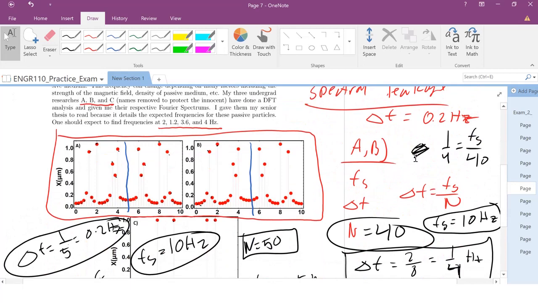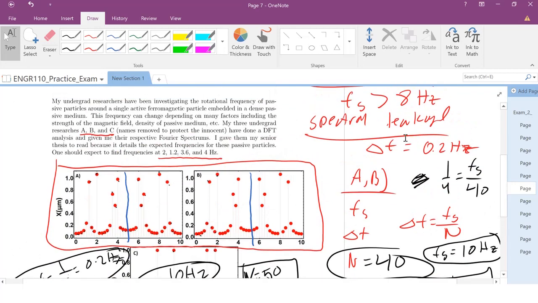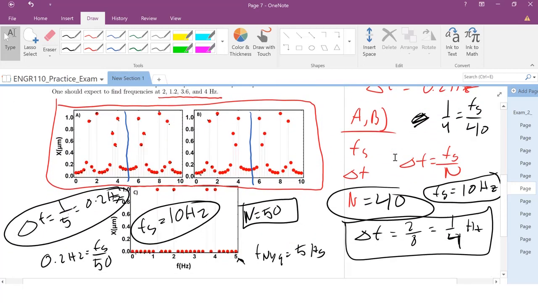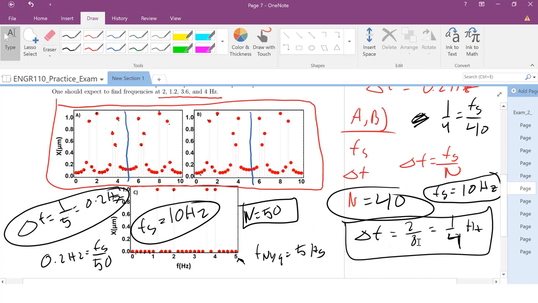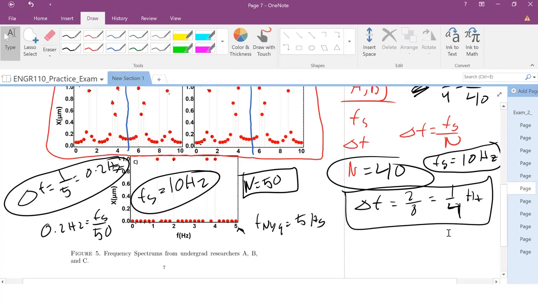We're good to go. But now the question is, is our delta F small enough that it will not give us spectral leakage? So what is our delta F for our first problem? Well, it's 1 over 4. Is this going to be an issue for us moving forward? Will we expect to see spectral leakage for A and B if our delta F is 1 over 4?